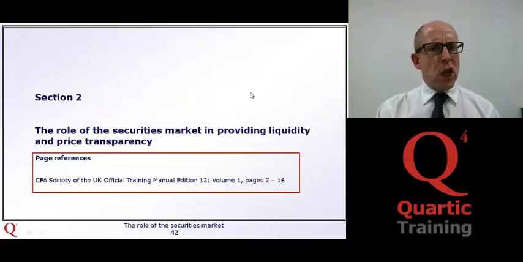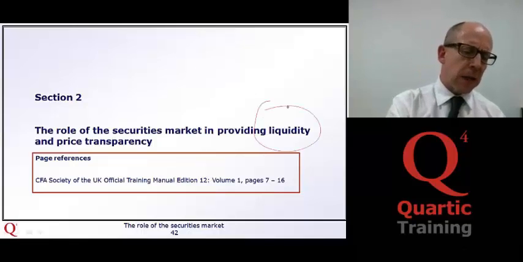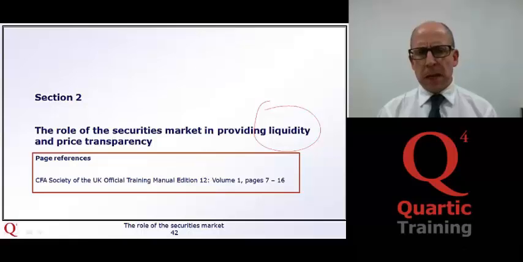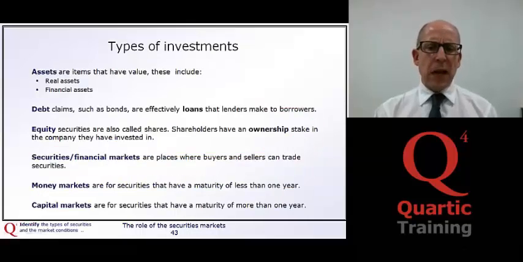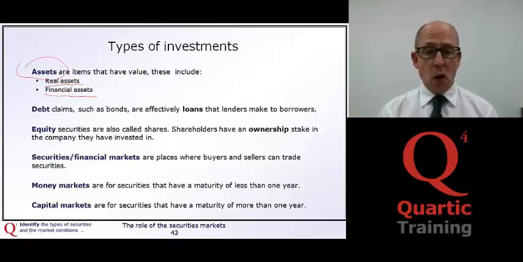Section 2 looks at the role of securities markets in providing liquidity, importantly, as well as price transparency. So liquidity is very important in financial markets. The more liquid a market, then the more confident investors and traders will be to get involved, because the cost of transacting will be significantly less. The types of investments we look at, so assets, as we define them, we have two types. Real assets would be property, gold, commodities, that type of thing. And financial assets are really the claims that we buy through securities markets, for example, on the cash flows generated by companies and indeed the assets that the companies own.